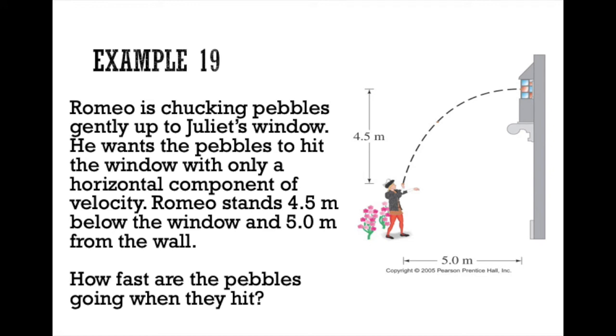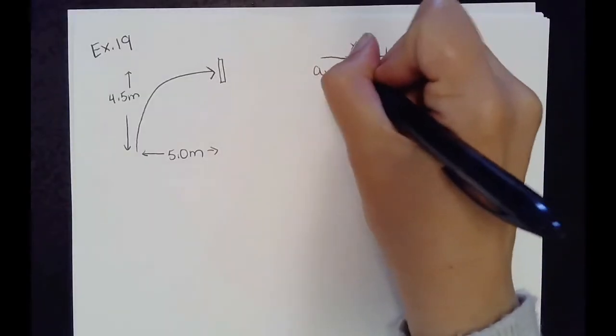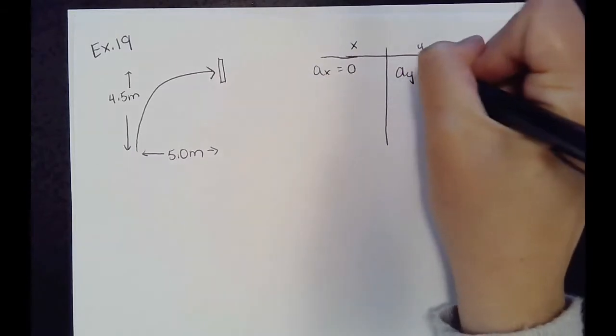Romeo is chucking pebbles gently up to Juliet's window. He wants the pebbles to hit the window with only a horizontal component of velocity. Romeo stands 4.5 meters below the window and 5 meters from the wall. How fast are the pebbles going when they hit? Alright, so let's draw a diagram. I've got that here. And then again, list our information in the chart.